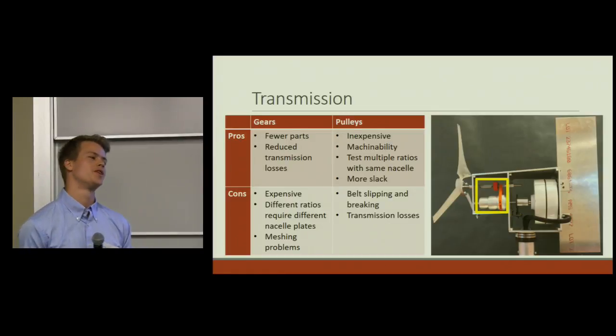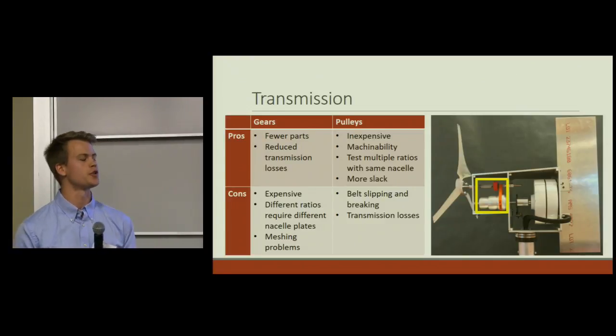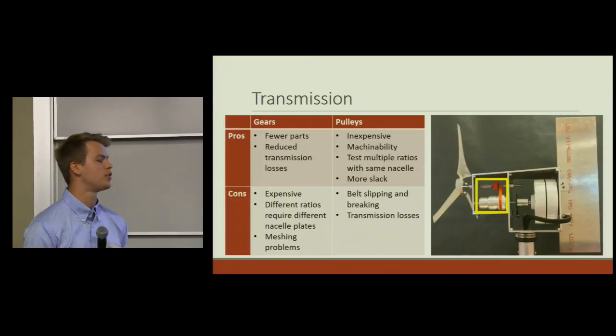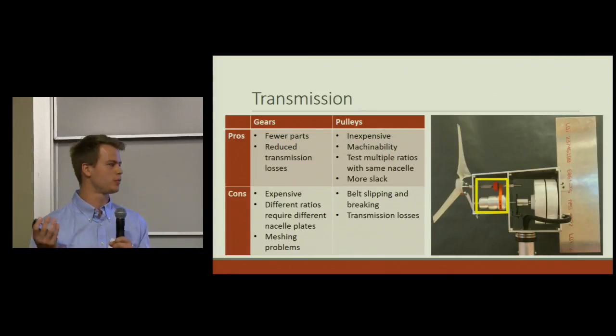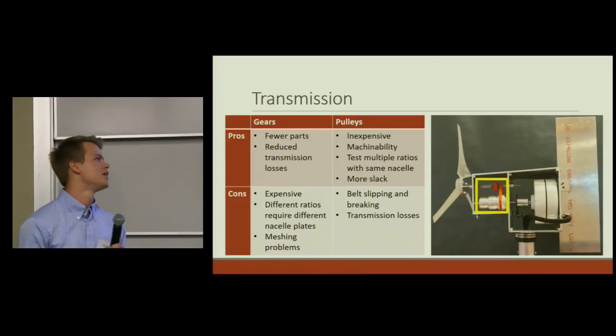With those benefits, we also had some drawbacks. We had some issues with the belt slipping and breaking, and while at the competition, we actually had issues where when we tried to regulate the rotor speed, the belt would walk off of the pulleys, and then our turbine would lose control. We also have some general transmission losses through this pulley system, but we were okay with taking those based off the advantages we got.